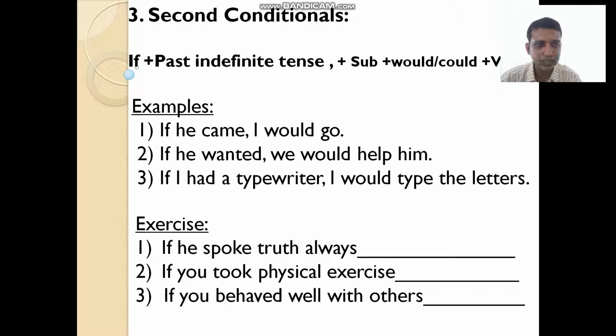Thirdly, second conditional. What is the structure of the second conditional? Okay, structure: if plus past indefinite tense plus subject plus would/could plus b1. This is the b1. Example: if he came, I would go.